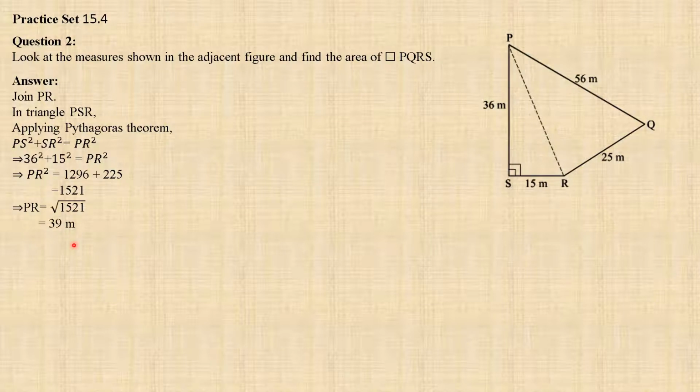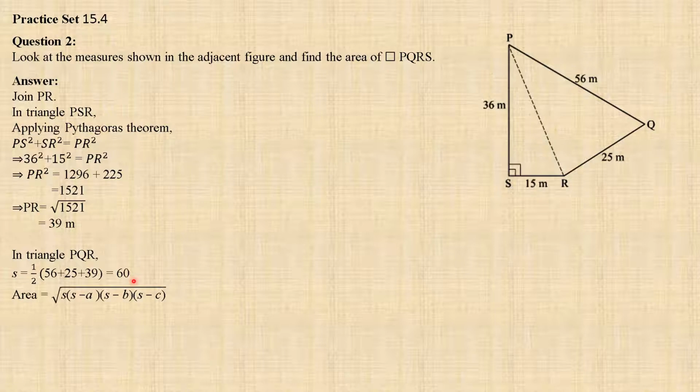Taking the square root, we get 39 meters. So PR is equal to 39 meters. Now, if you look in triangle PSR, we'll find out the semi-perimeter. S is equal to half into 56 plus 25 plus 39, which will give you 60. So this value of S is 60.